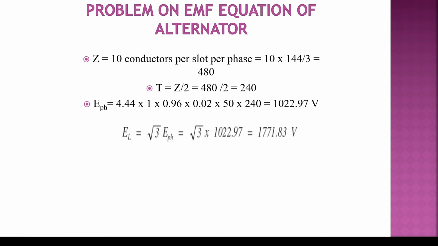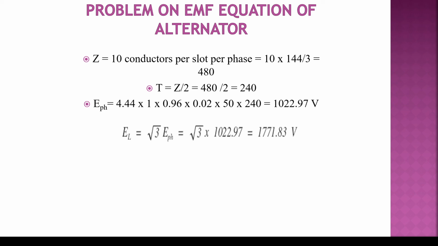Z is what here? 10 conductors per slot per phase. That is 10 into 144 by 3, 480. We got the value of Z. T equal to how much? From Z equal to 2T, I can write the equation of T as Z by 2. So Z is how much? 480. 480 divided by 2 will give us the value of T, the number of turns, that is 240.